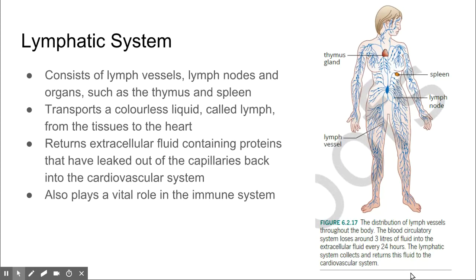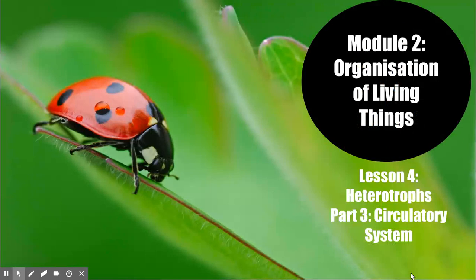And the final system and the final slide for today is our lymphatic system. This consists of our lymph vessels, our lymph nodes, and some of the organs that we know as the thymus and the spleen. The colorless liquid which it transports is called lymph, and it goes from the tissues in our body to our heart. It can return any extracellular fluid that leaks out of the capillaries that we looked at earlier, but it also plays a vital role in the immune system in terms of filtering blood and making sure it removes any foreign particles.